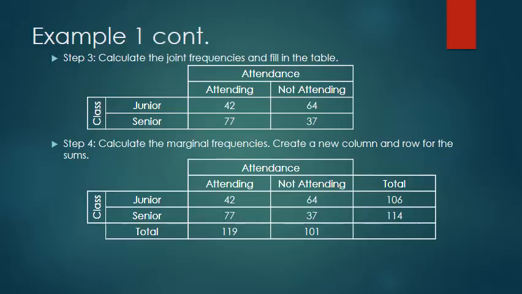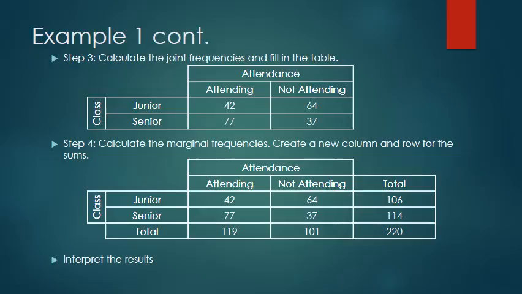Now here's a really cool thing. We've got one last box. If I add these two, my total attending and not attending, I get 220. Now, if I add these two, my total juniors and total seniors, I get 220. This should work out every single time, that this final total, basically the total of the totals, should work out to be the same no matter whether you do it from the column or the row. So let's go ahead and add that in there, 220.